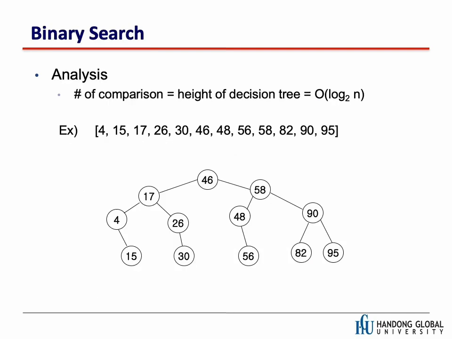And as I said, the number of comparisons in binary search is the height of the decision tree, which is O(log n) in big O notation. So for example, given this list or array, we can represent this list with a binary search tree. Then it looks like this. Then the height of this tree is the number of comparisons.